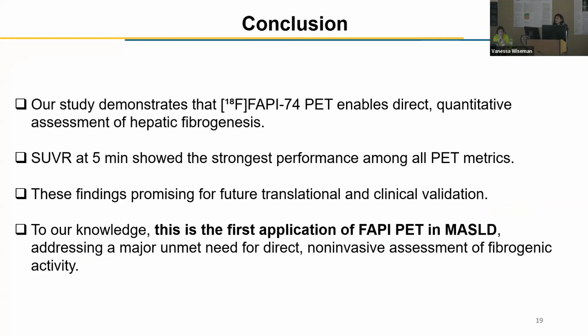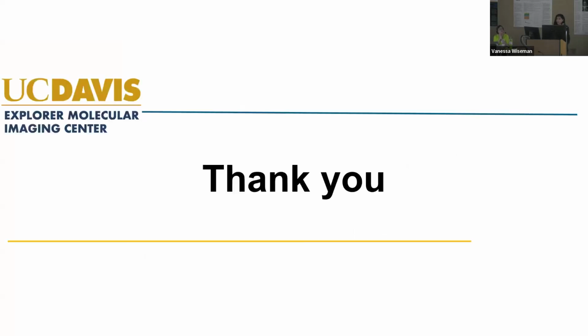Just to conclude my presentation, our study demonstrated that FAPI can be used as a direct and quantitative assessment for hepatic fibrosis. SUVR at 5 minutes, at least in this case, shows the strongest performance among all the PET metrics. To my knowledge, and this might be a very strong statement, this is the first application of FAPI PET in MASLD. We'll be doing phase 2 of the study to make sure that these results persist further. Thank you.